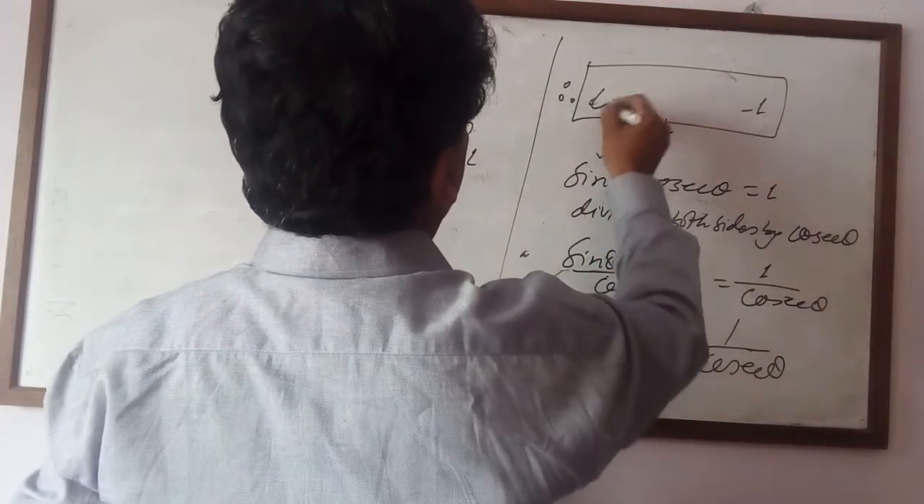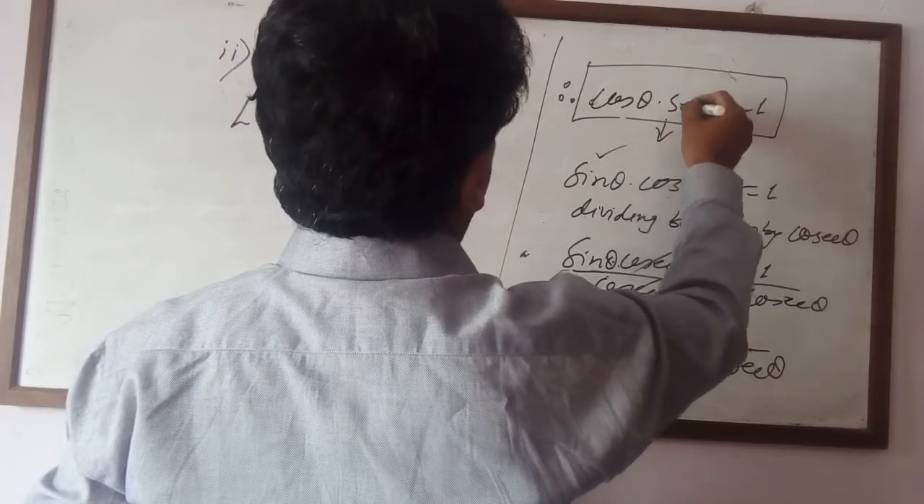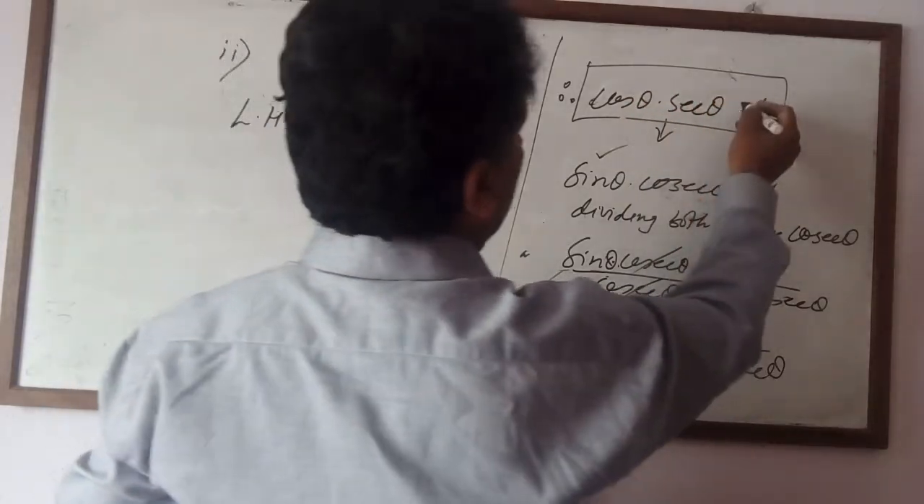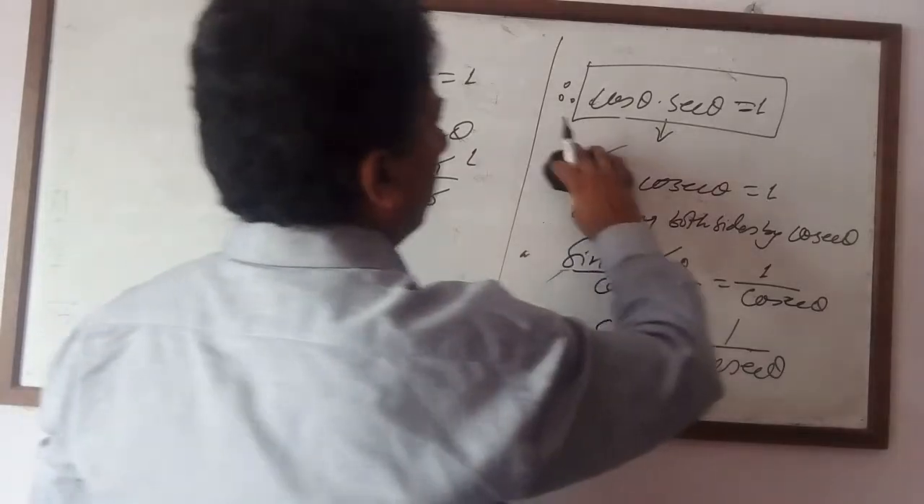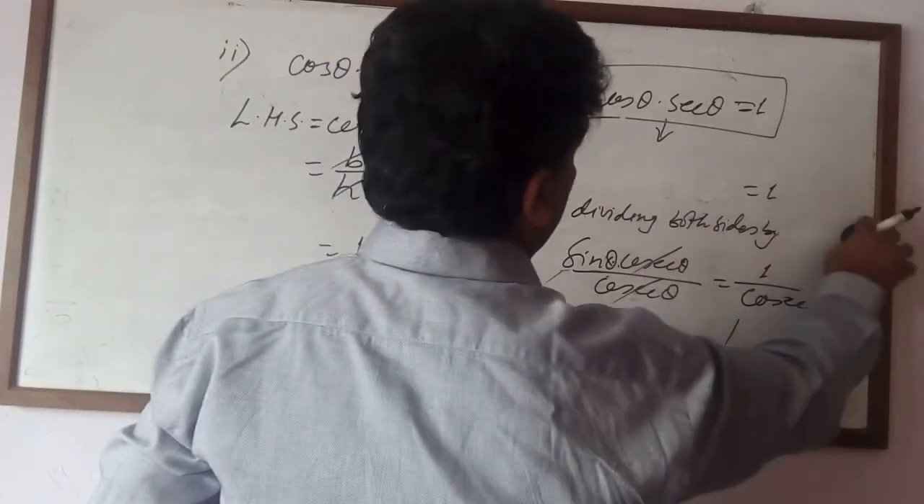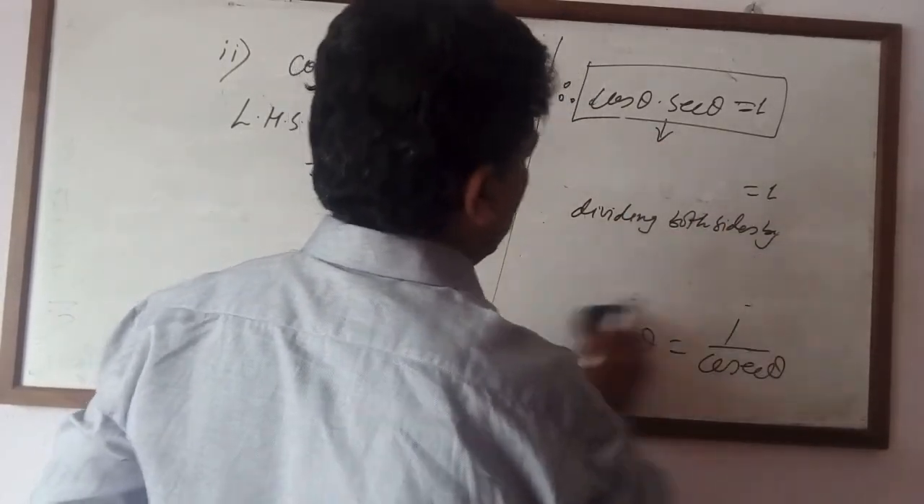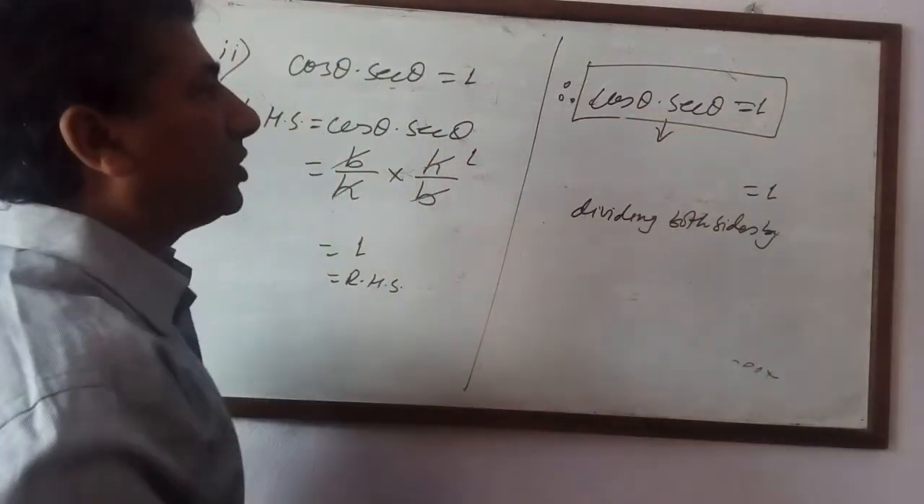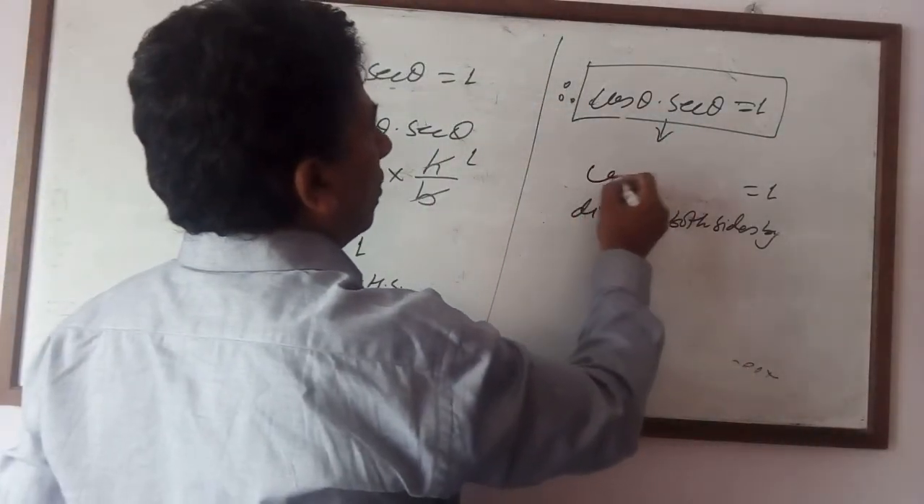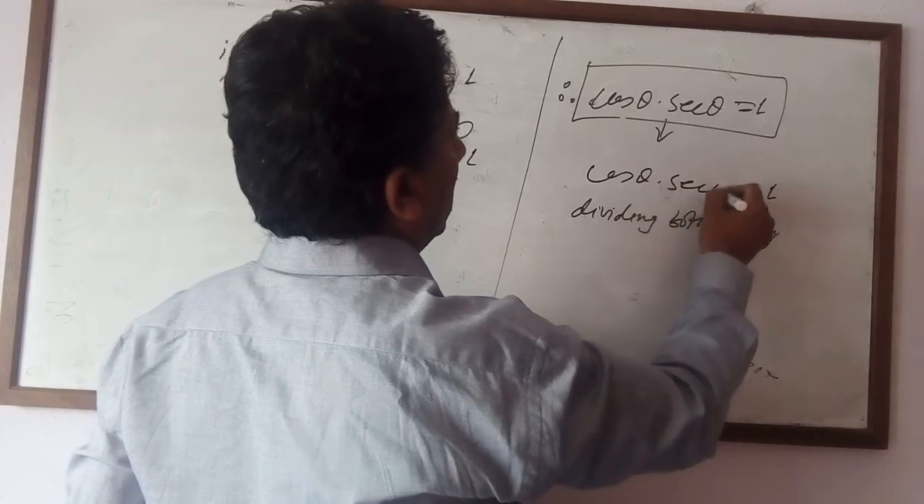Cos theta times sec theta equals 1. We prove this. Again, with the same method you can derive the relation here also. If you know this one, now cos theta times sec theta equals 1.